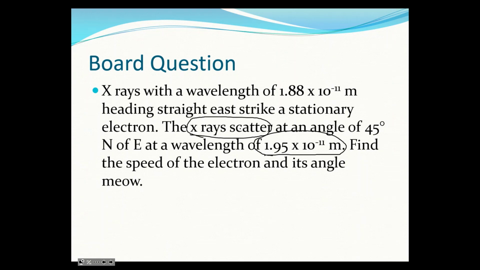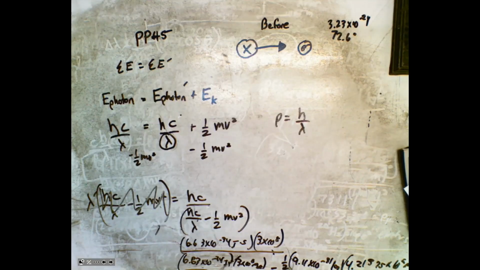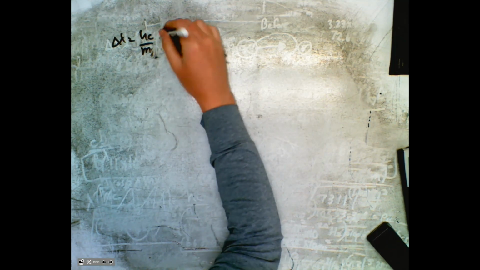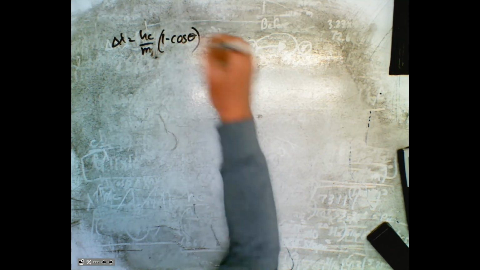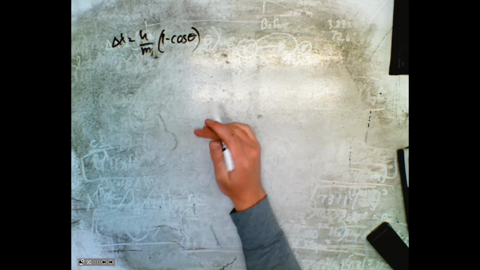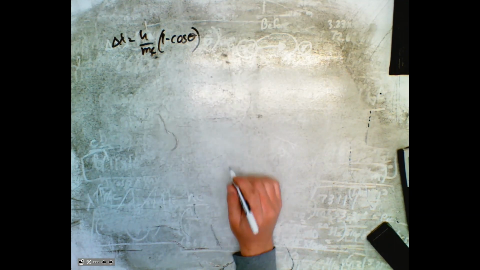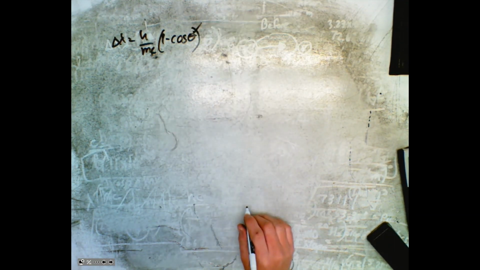So if you were thinking of using that other formula, let me just switch this and find my brush. So if you're thinking of using this, h over mc times 1 minus cos theta, I forget, I only use this once a year. So we have the angle of our X-rays, but we also have this. So that wouldn't give us any information. They give us all the information we have.